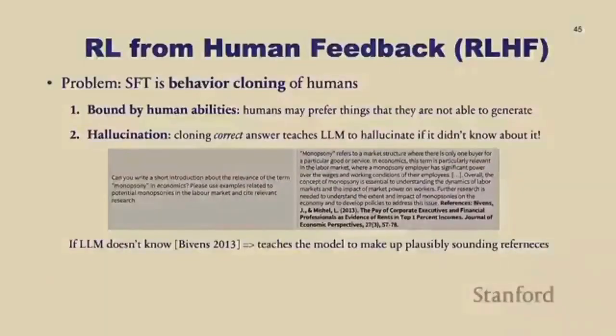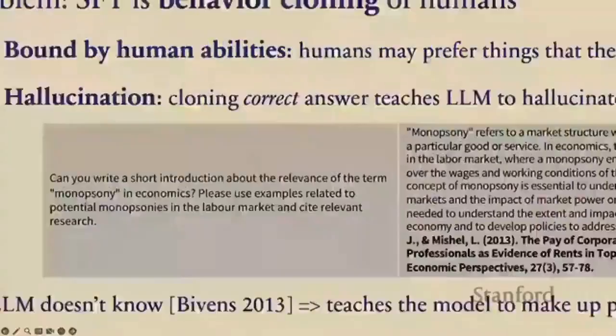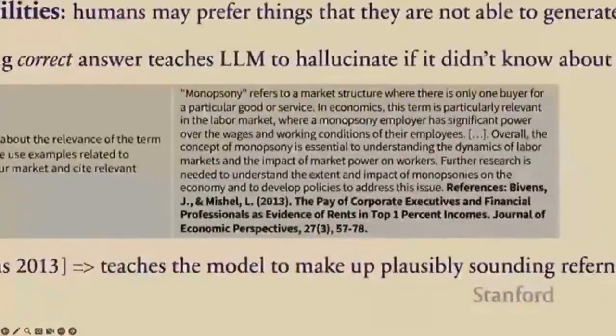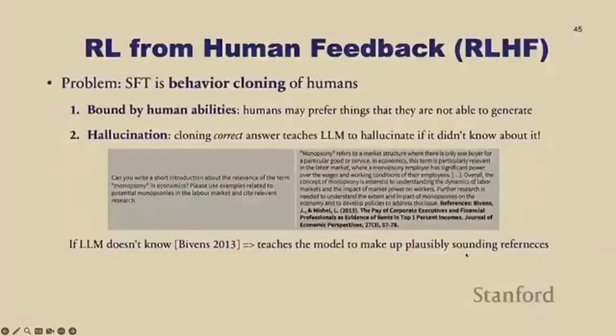Just to give you a very concrete example, if we go back to this monopsony example, can you write blah, blah, blah about monopsony? Imagine that the human wrote a reference to a book. That book might exist. That might be a correct reference. But what if the LLM never saw this reference during pre-training? Then it doesn't know that it's a correct reference. So really what you tell the model is to make up some plausible-sounding reference rather than actually give the real reference that it saw during pre-training. So hallucination might be caused by this SFT. That's problem number 2. Does that all make sense?